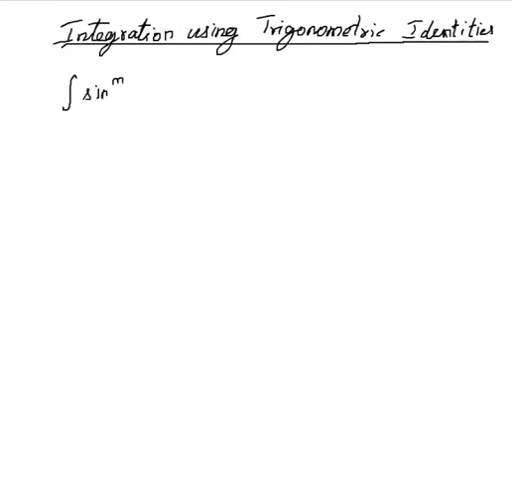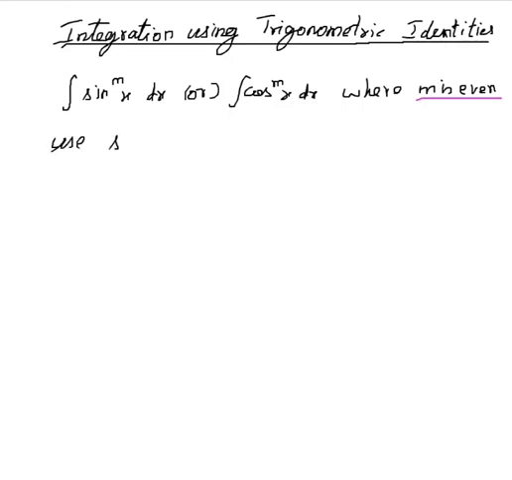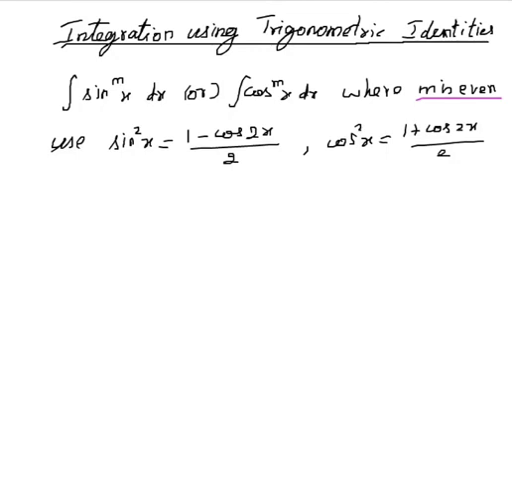Integral sine power m x dx or integral cos power m x dx, where m is even. To integrate such functions, use the identity sine square x is equal to 1 minus cos 2x divided by 2 and cos square x is equal to 1 plus cos 2x divided by 2. This is the method.